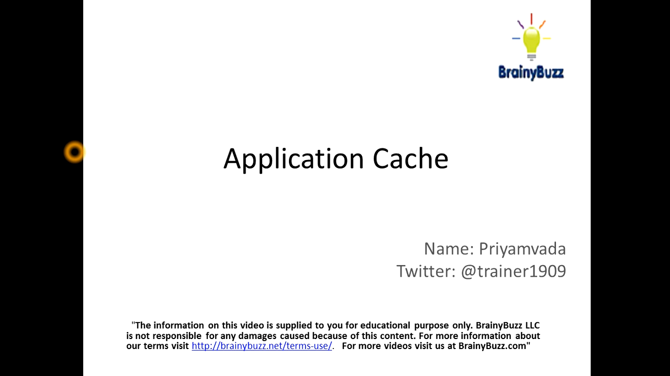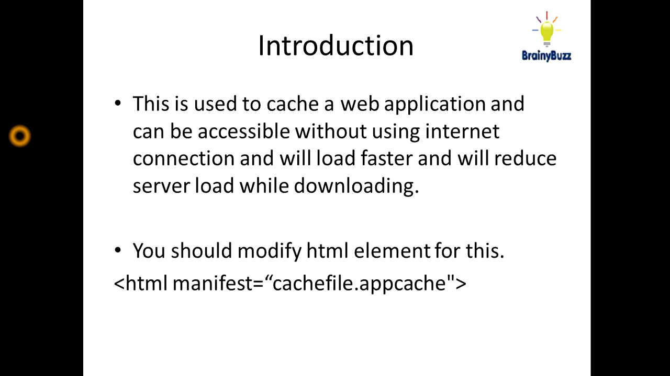So let's see the application cache. What is application cache? It is basically used to cache a web application. Whenever you want to visit a site but you do not have an internet connection, you can cache a particular file so that you can access it whenever the internet is not there. When you cache a file, that file will load faster and will reduce the server load while downloading.